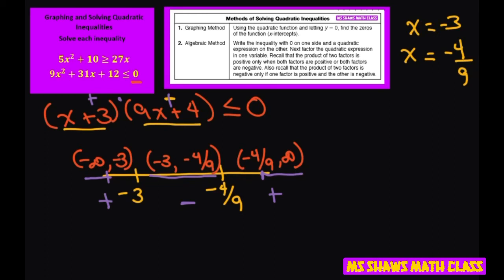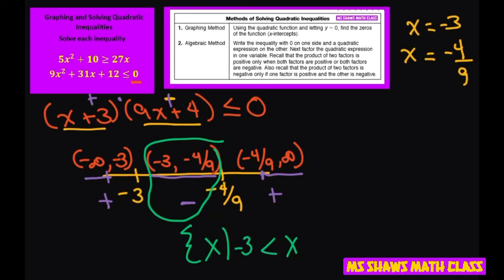So in this case, we want our interval to be x such that x is in between negative 3 and negative 4/9. This is your negative. It does have an equal sign, so go ahead and put equals here as well, because it can equal 0.